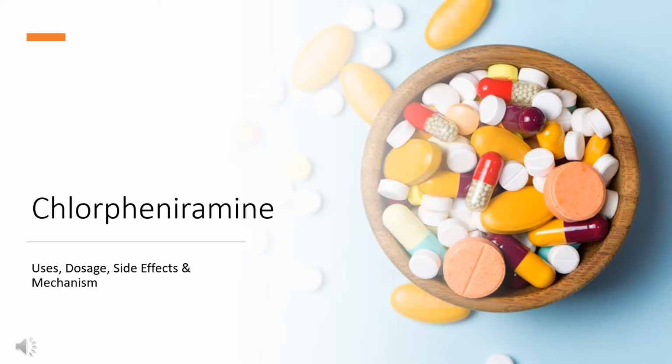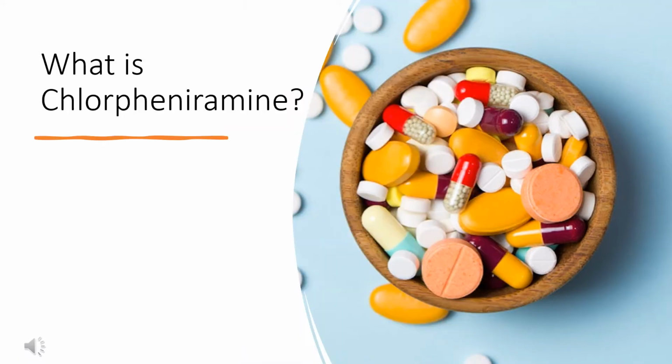Chlorpheniramine is a histamine H1 receptor antagonist indicated for the management of symptoms associated with upper respiratory allergies. In this video, let's find out: What is chlorpheniramine? What is chlorpheniramine used for? Contraindications. What are the side effects of taking chlorpheniramine? How does chlorpheniramine work? How to use chlorpheniramine?